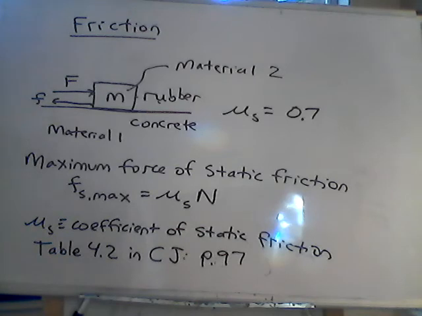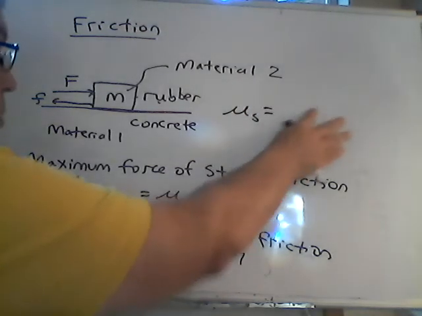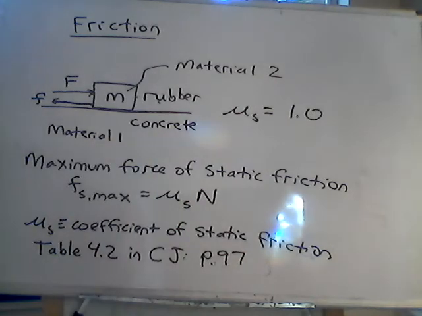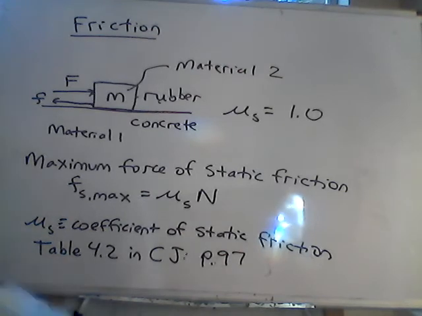Rubber on dry concrete, I'm sorry, this is actually 1.0. If this was wet concrete, it's 0.7. If I say steel on ice, I get 0.1, extremely slippery. Steel on steel, I get 0.78. Teflon on Teflon, real slippery, 0.04. Wood on wood, 0.35.